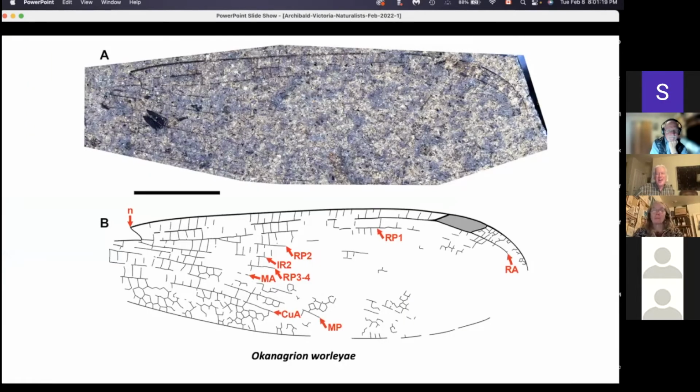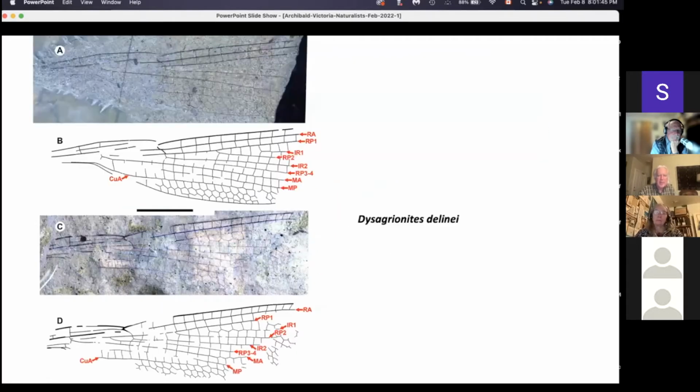Now, it's not always so easy. The specimens are sometimes pretty scrappy, like this one. And a specimen like this will take a lot of time and energy under the microscope to get together what you can. We figured out that this is an Oconagrion of a particular species, and it's got all these landmarks here that we can use to identify it and define a species, etc.